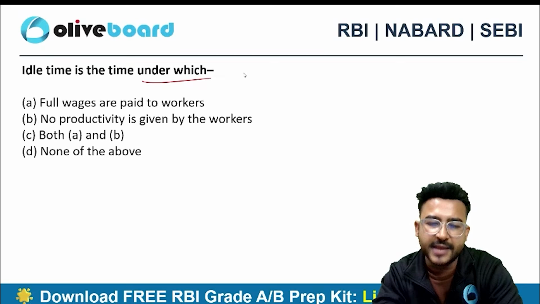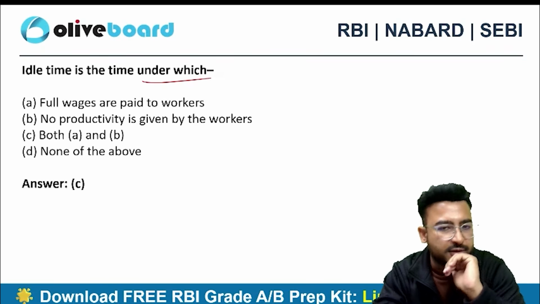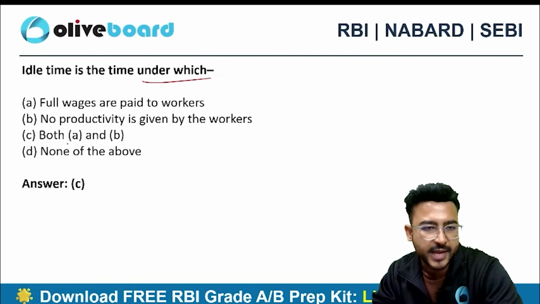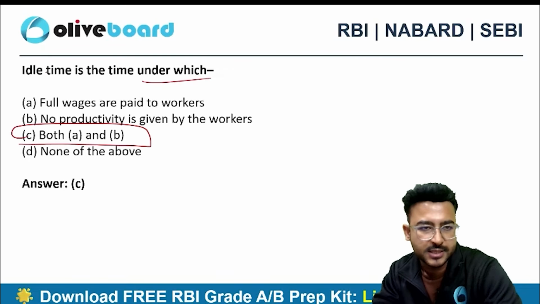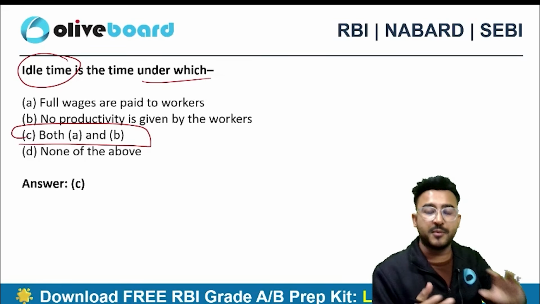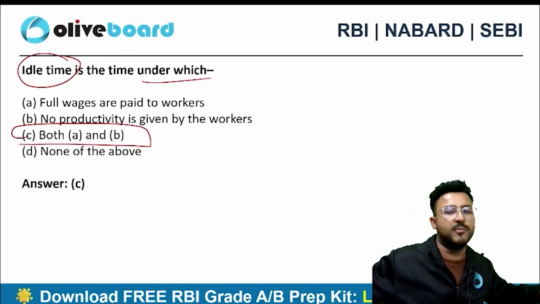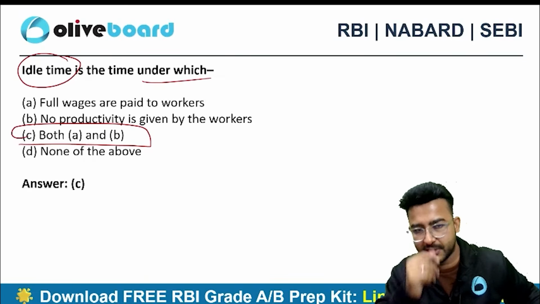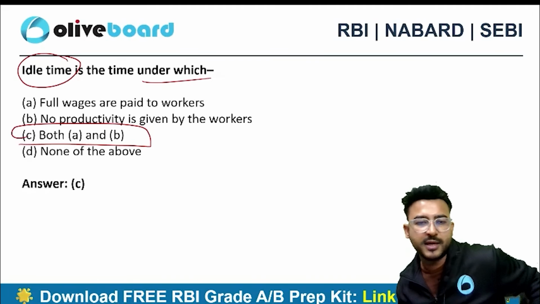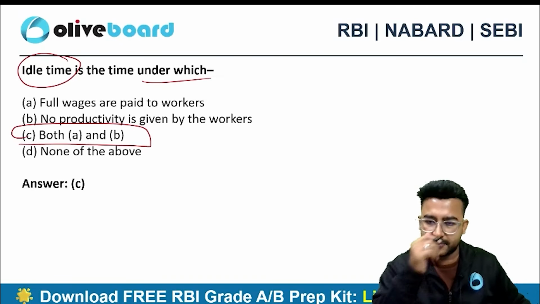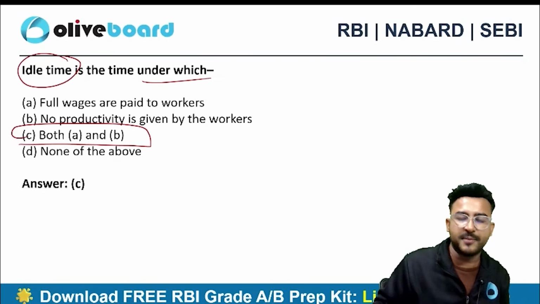Now in idle time, no productivity is being given by the employees, plus I am paying them full wages also. That's why both A and B will be the correct choice. Due to idle time I have to pay extra as well. Sometimes this is a normal loss, sometimes it is an abnormal loss, right? We have seen that in the standard costing chapter also. So both A and B will be the correct choice. Even to keep a worker sitting idle, you have to pay him.